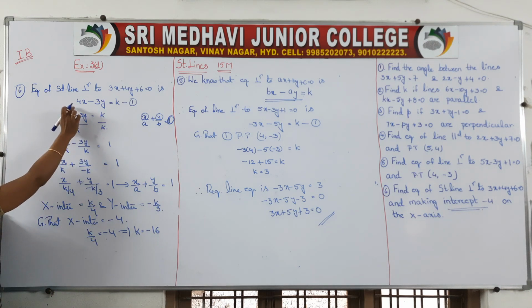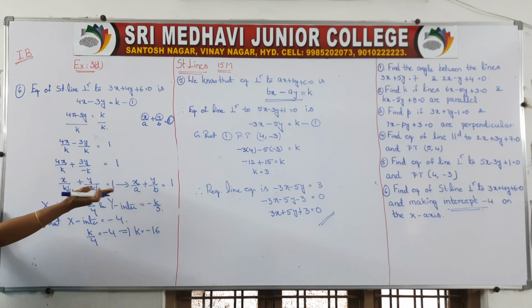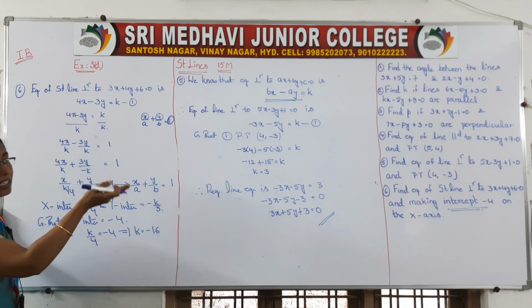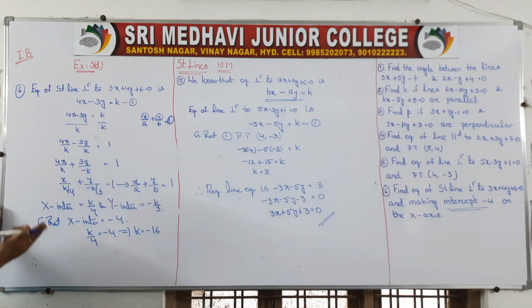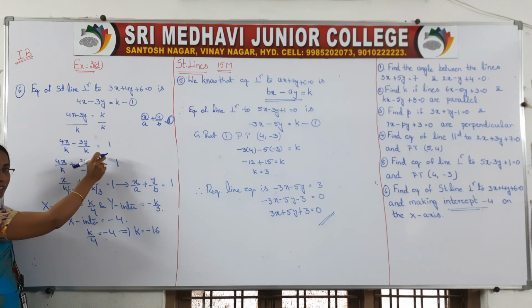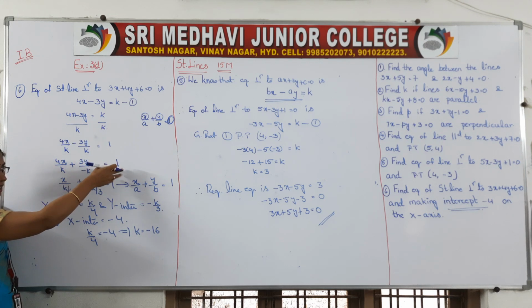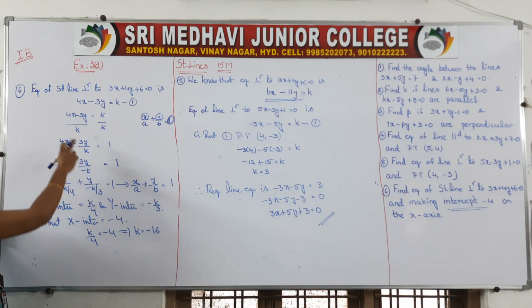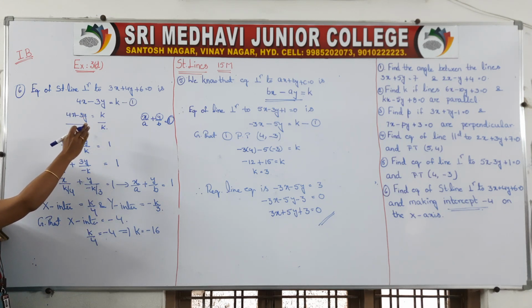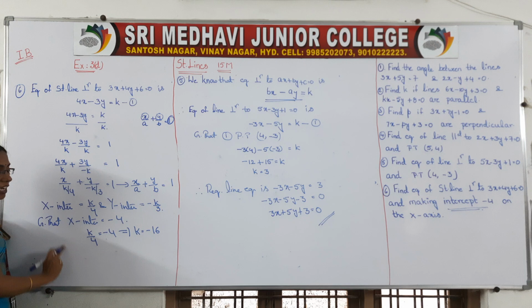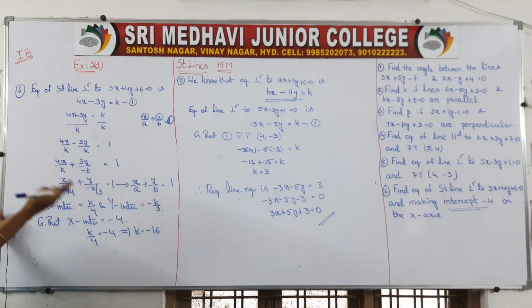So the required line equation is at the end. We got our k value by applying that condition: the intercept on the x-axis is minus 4. This is a little bit challenging and interesting problem also, isn't it? Those are normal problems, but this is like this. You have to enjoy such challenging problems. First take a line perpendicular to this line, then convert it into intercept form and equate the x-intercept with the given value minus 4. You will get your k value.